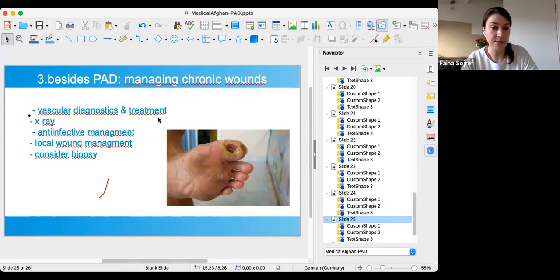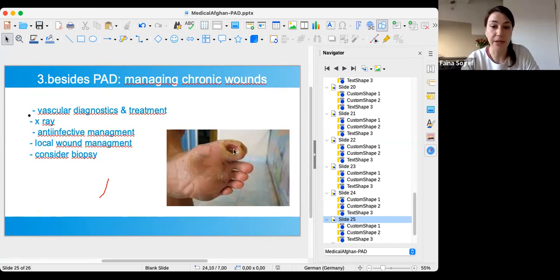So we have three sides. If the wound is below skin level, please do some imaging, usually just basic X-ray, to make sure the bones inside are not infected as well. And usually, if you manage three angles, so vascular, local, and antibiotic, you should get a nice wound healing with a bit of patience. If you do not see any progress, then you should reconsider your initial diagnosis.